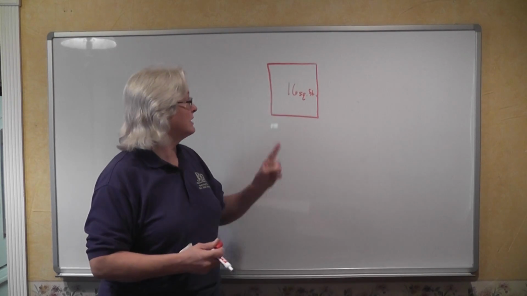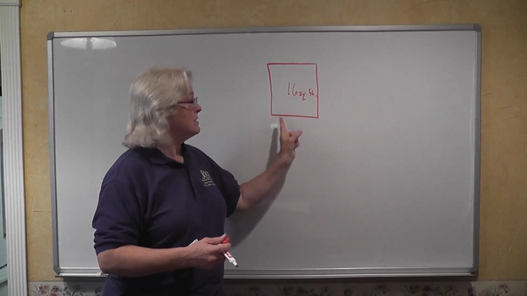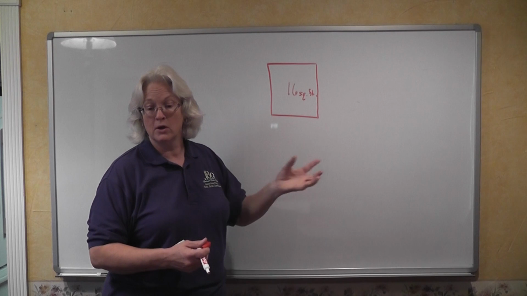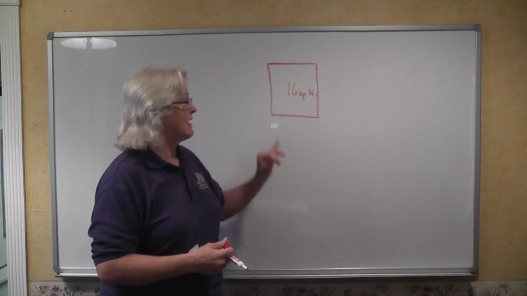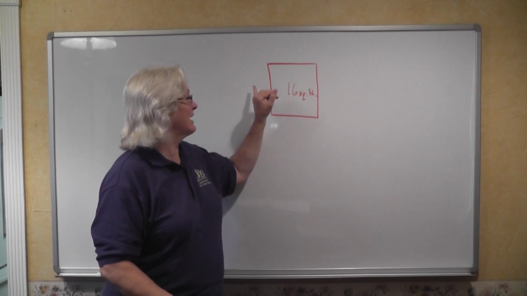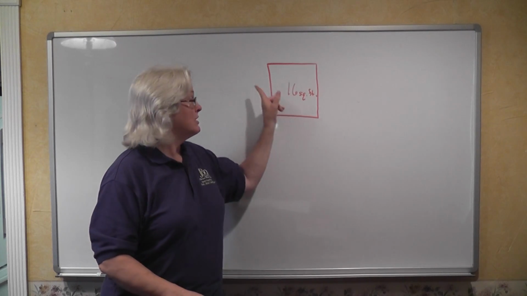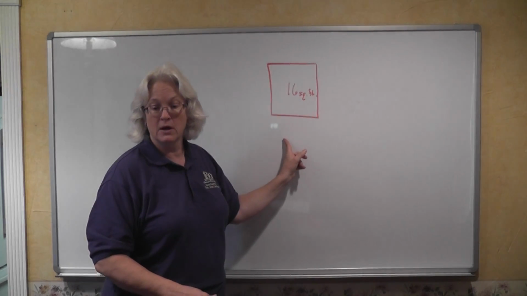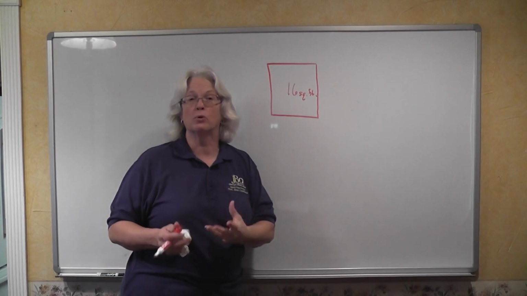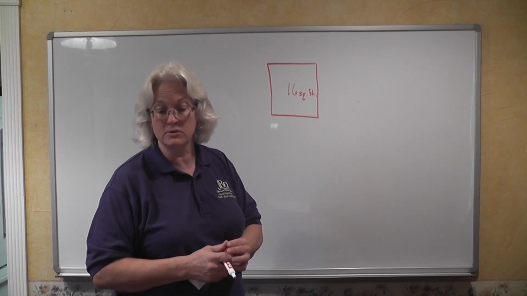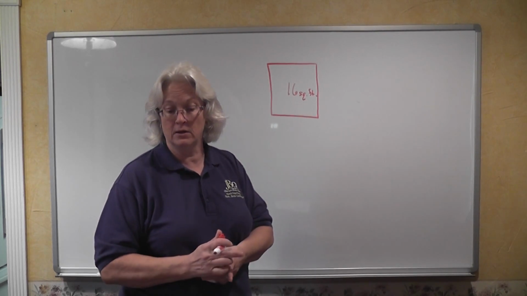So as I said, we're looking for two equal factors that when you multiply them together, you end up with 16, and they have to be equal because it's a square. So all four of these dimensions are going to be the same. And the process that we are going to use is called finding the square root.